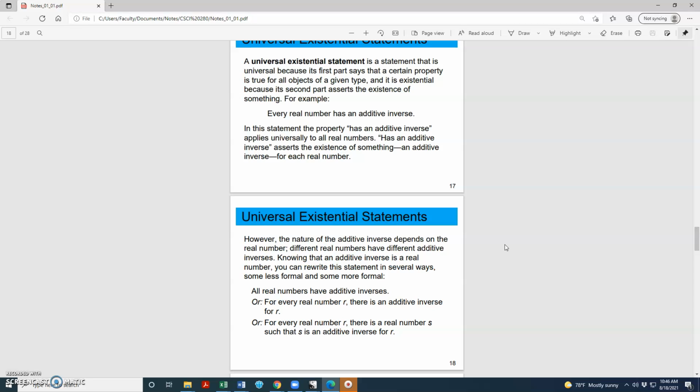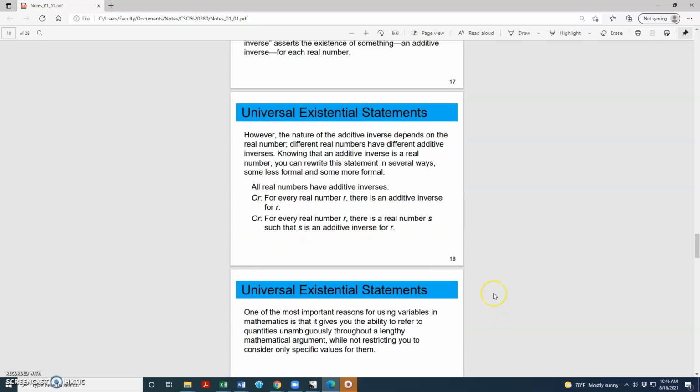Again, for a lot of these statements, we've got more than one way to write it. We could also say all real numbers have additive inverses. For every real number r, there is an additive inverse for r. For every real number r, there is a real number s such that s is an additive inverse for r. Again, we'll talk later about which ones might be better than others, but for now, these are just different ways of expressing the same thing.